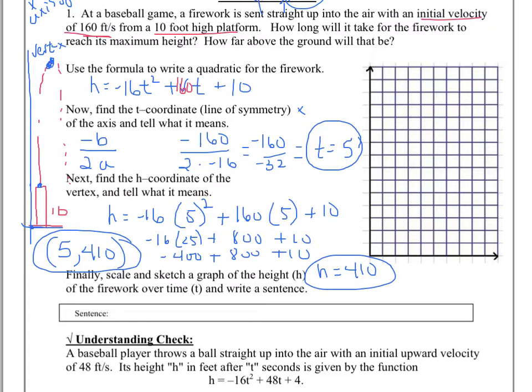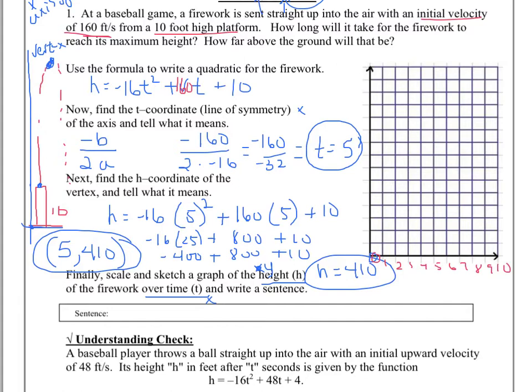The last thing we want to do is scale and sketch the graph of the firework, height over time. So remember that t is on our x-axis and h is on the y-axis. So in t time, I have 0, 1, 2, 3, 4, 5.